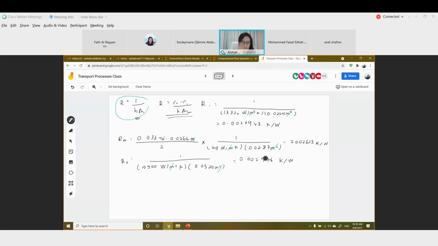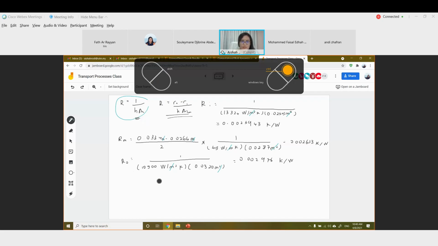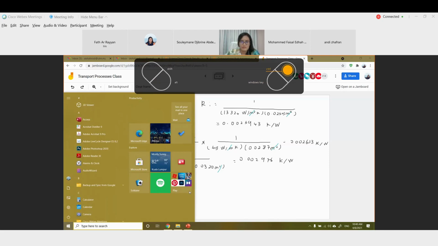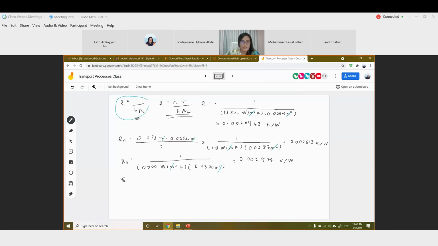Okay, now that we have all the individual resistances, we can calculate the sum of all resistances, Ri plus Rm plus Ro, which will be equal to 0.008852 Kelvin per watt.